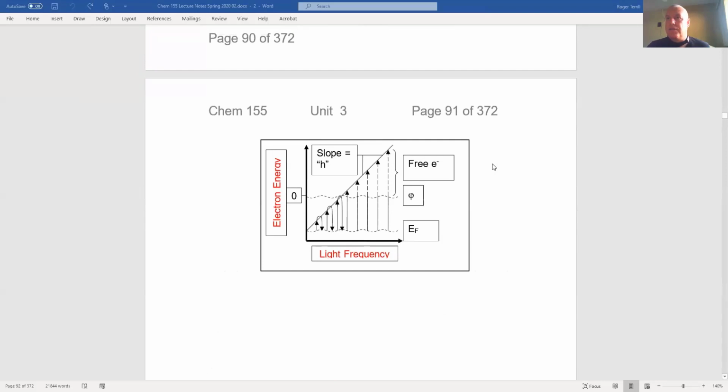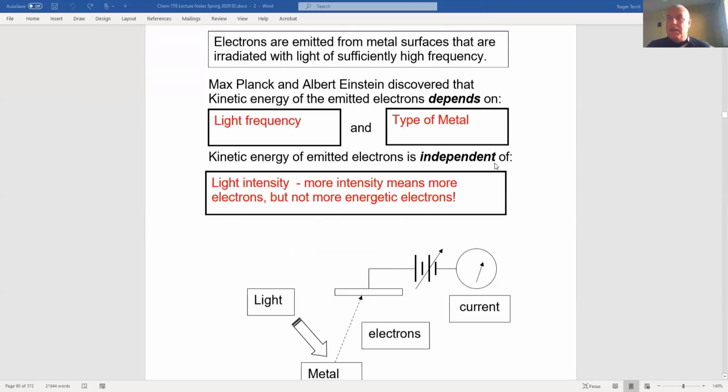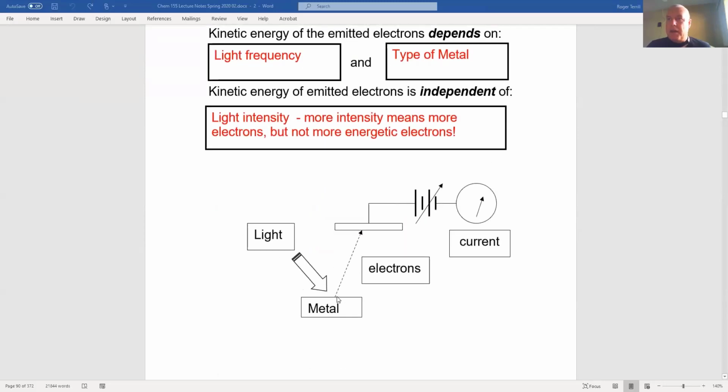Actually, this is a better explanation for the photoelectric effect, right? When light is incident on a metal, it will emit photoelectrons. And the kinetic energy of the emitted electrons depends on the light frequency and the type of metal. But the kinetic energy of the electrons is independent of the light intensity. That's where this one-to-one correspondence comes in, right? Does that make sense? Yeah.